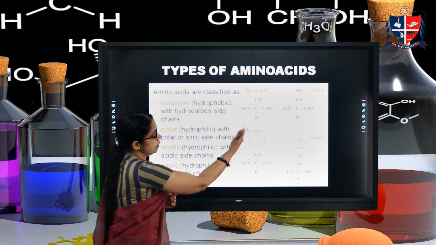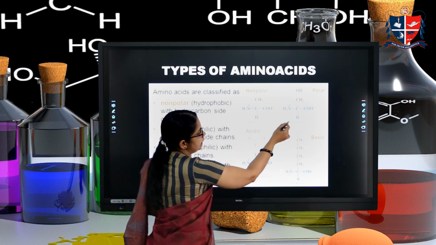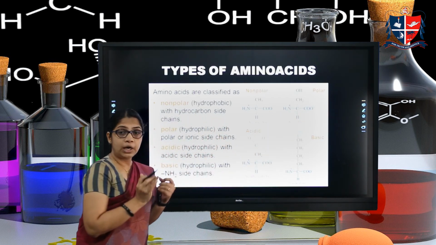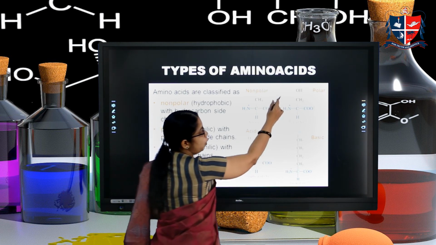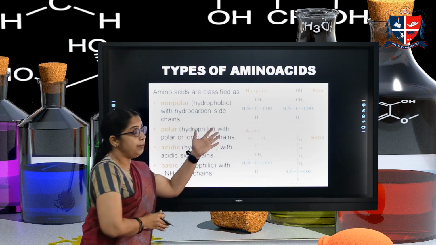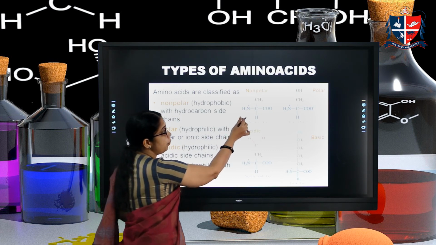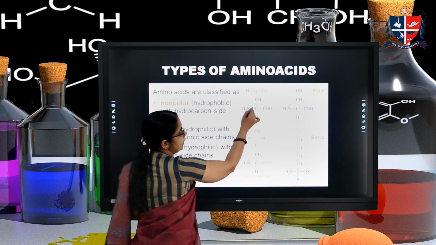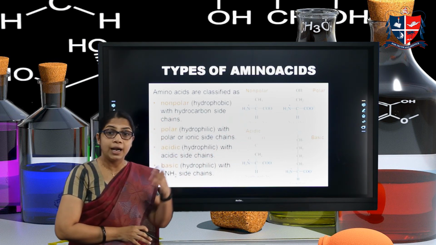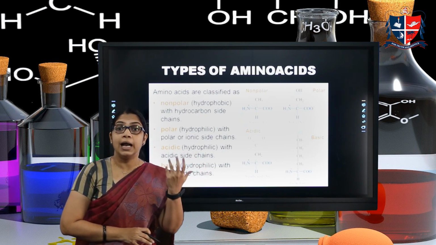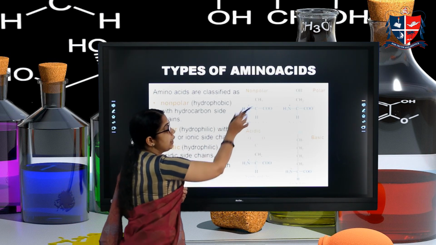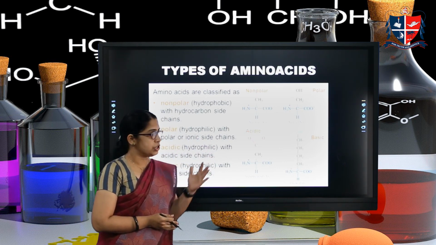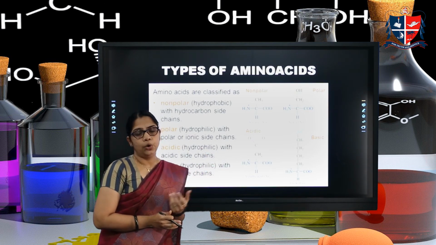And the other classification is polar and non-polar. Polar amino acids contain polar functional groups like OH in the side chain. And a non-polar or hydrophobic amino acid is one where the side chain contains alkyl chains. So this is also another classification, that is acidic, basic, polar, non-polar, etc.